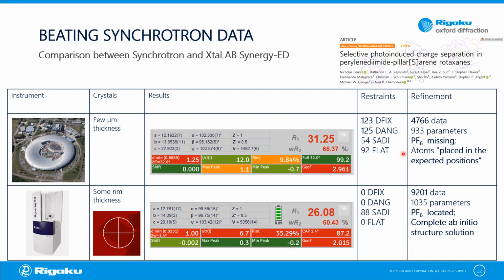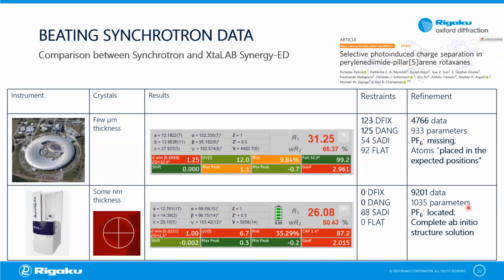It was good enough. But then we got data from the Synergy-ED, and as you can see here, we not only used smaller crystals, we used crystals smaller by one or two orders of magnitude, and they were really thin. These crystals tend to form very thin plates, and this is actually quite preferable for electron diffraction. Nevertheless, we got about twice as much data.